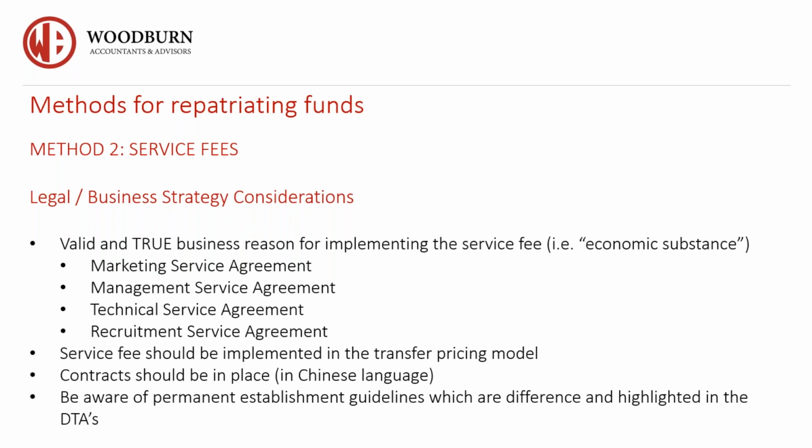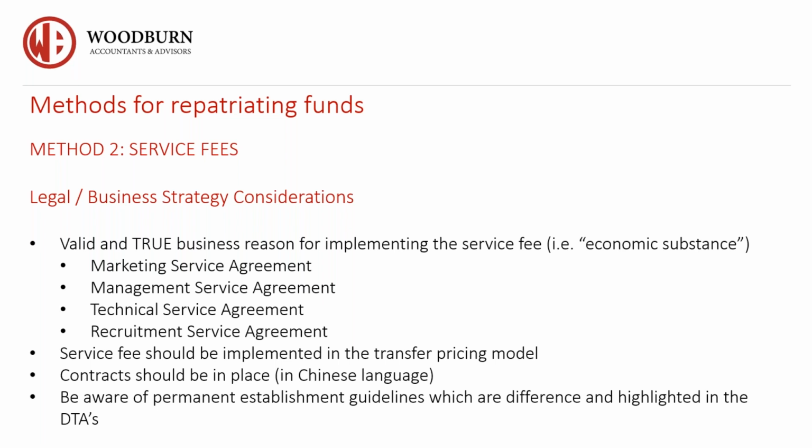All contracts should be in place in Chinese language, so you certainly will want to have a bilingual agreement in place. Tax bureaus and banks usually only take Chinese language contracts. And depending, especially for the technical service agreements, be aware of permanent establishment guidelines. With the UK, for example, you've got a 183-day limit within a calendar year, within the fiscal year, where permanent establishment doesn't come into play. If it's over that time period, it will. So be aware of these permanent establishment guidelines. Every jurisdiction within their DTA differs, so you should look at the DTAs.